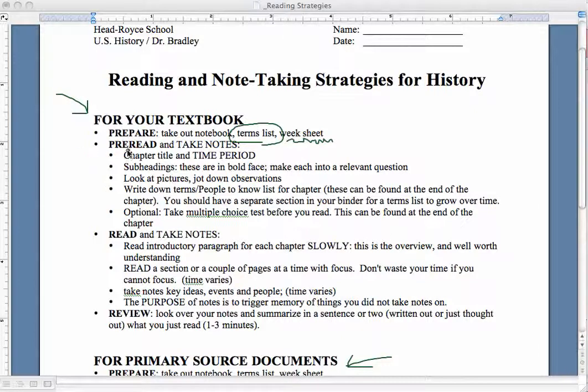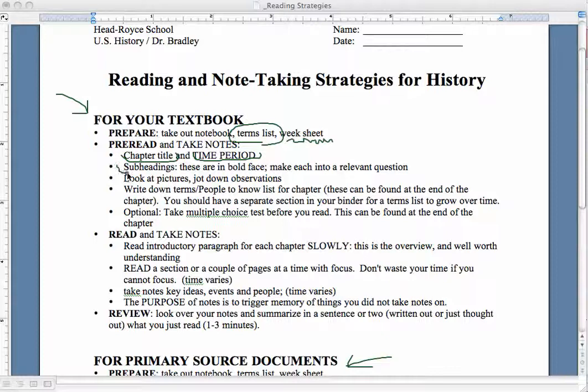You should always write down in your notes the chapter title and the time period, even if your reading assignment starts on page 16, as it does for tonight, which is in the middle of Chapter 1, because you want to orient yourself as to what the overall chapter is about.